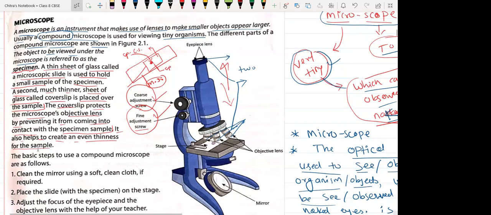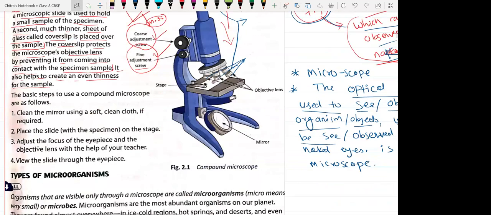The basic steps to use a compound microscope. First we have to clean the mirror, so that we will get a clear image and clear light. Clean it using a soft and clean cloth.